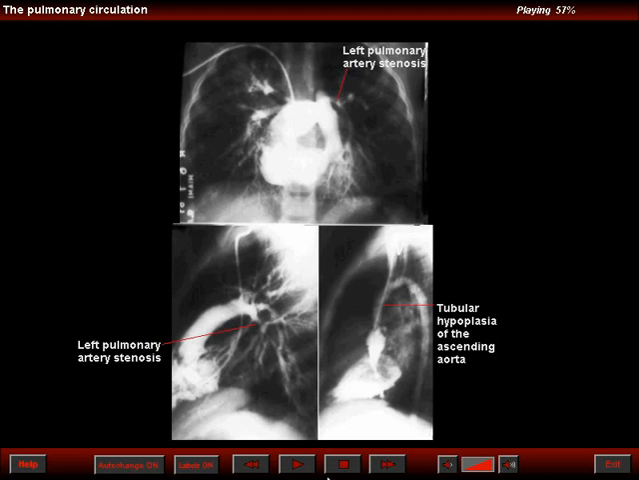Note that the ascending aorta is smaller than the descending, which is opposite to what one should expect in a normal individual. This patient had mental retardation, abnormal facies, and the case was classified as Williams syndrome, or the arteriohepatic dysplasia of Watson.